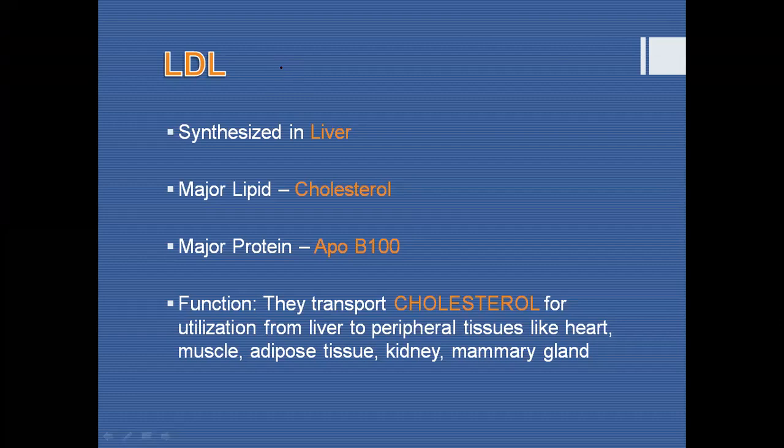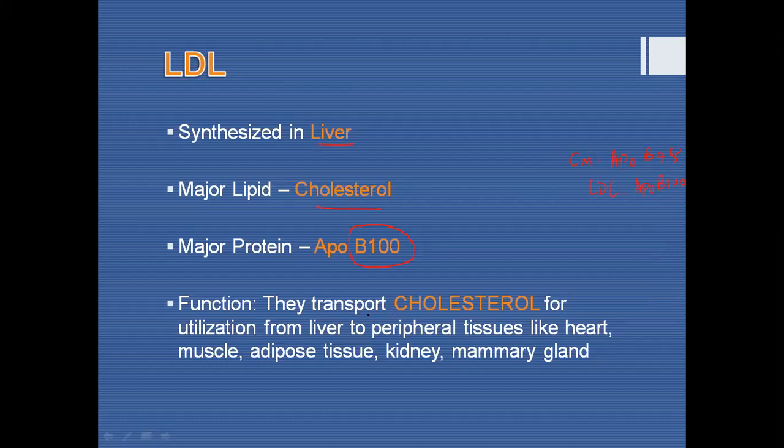First with LDL. The full form of LDL is low density lipoprotein. It is synthesized in the liver. In its structure, the major lipid present is cholesterol. The major protein associated with LDL is ApoB100. Remember, with chylomicron, it was ApoB48. With LDL, it is ApoB100.